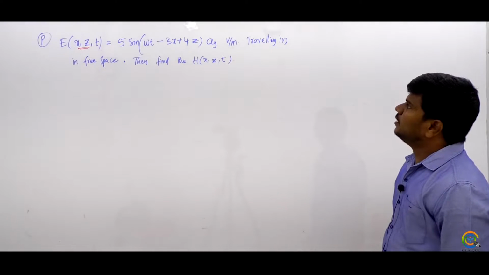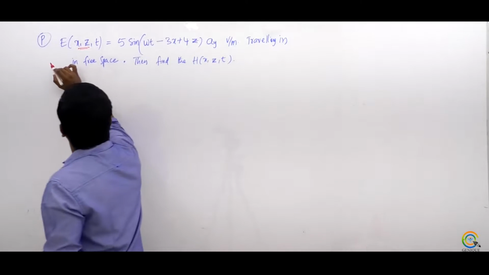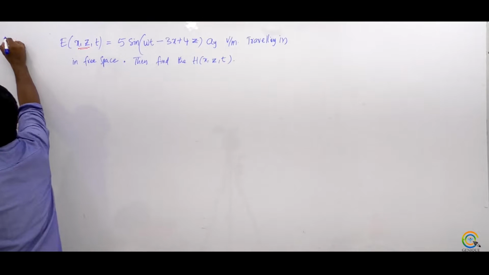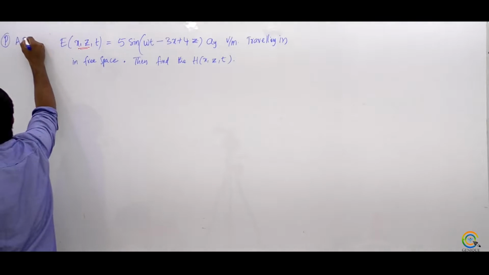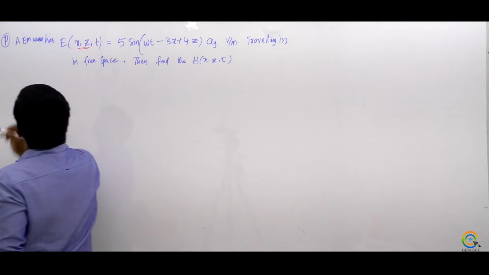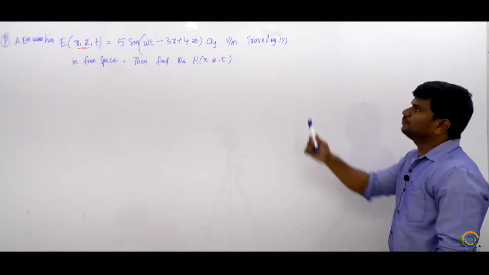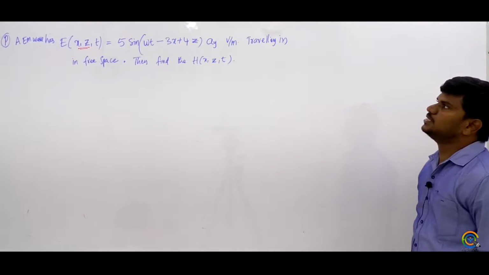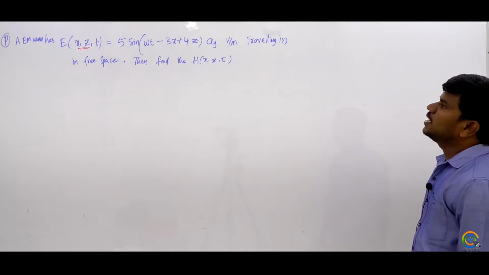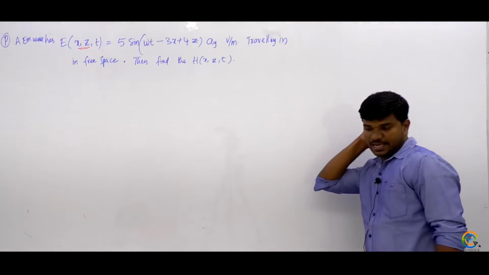Here the question includes an EM wave that has electric field E of x comma t equals 5 sin(omega t minus 3x plus 4z) ay volts per meter, traveling in free space. Then find the H of x, z comma t.